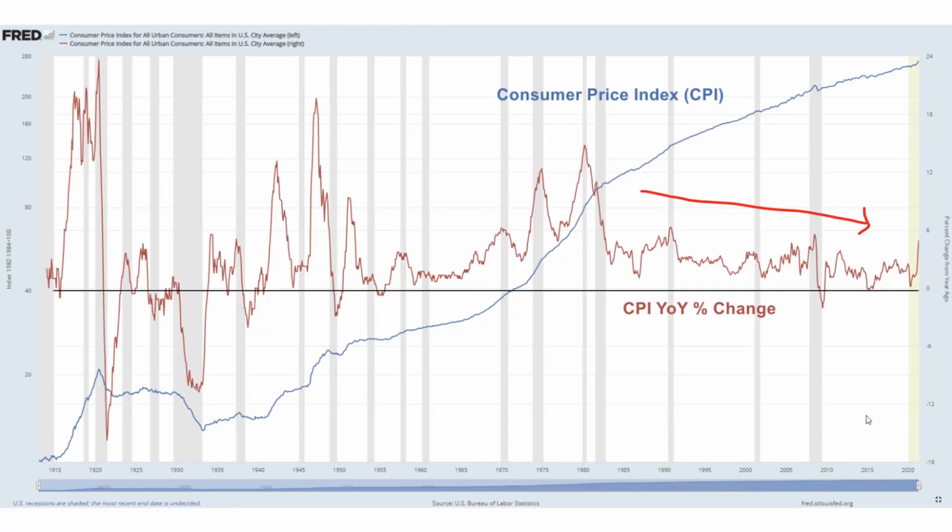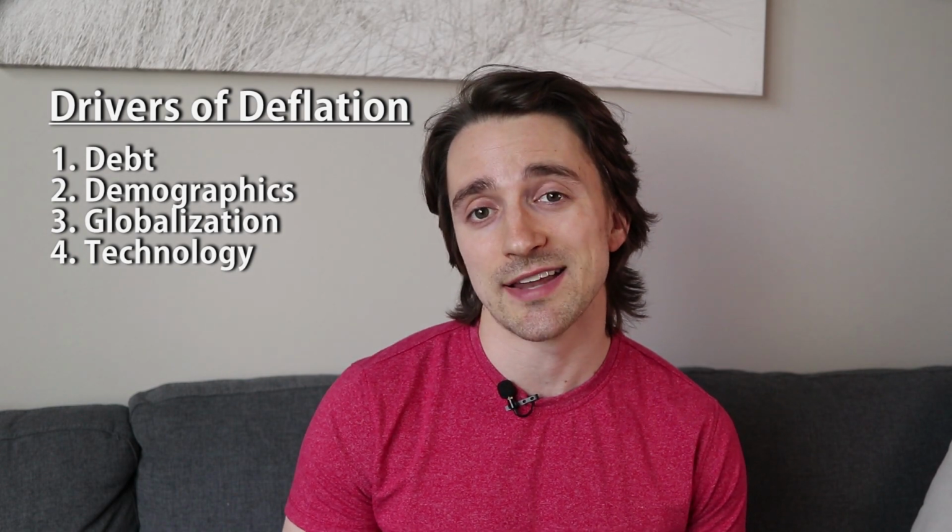Let's cover deflation first, because as I said before, we've been in a disinflationary period for 40 years where inflation has been decreasing and has stayed quite low. So clearly there are deflationary forces right now that are larger than the inflationary forces. There are four main drivers of deflation in our economy. They are debt, demographics, globalization, and technology.